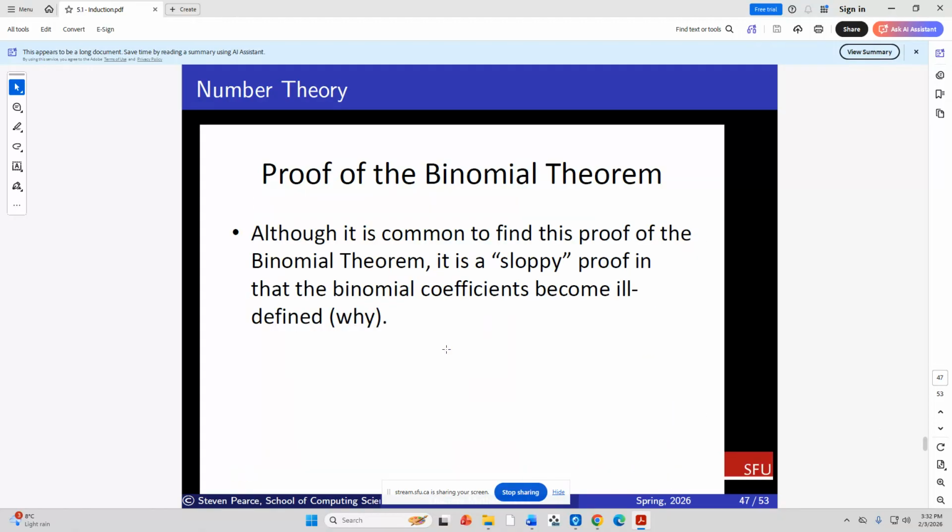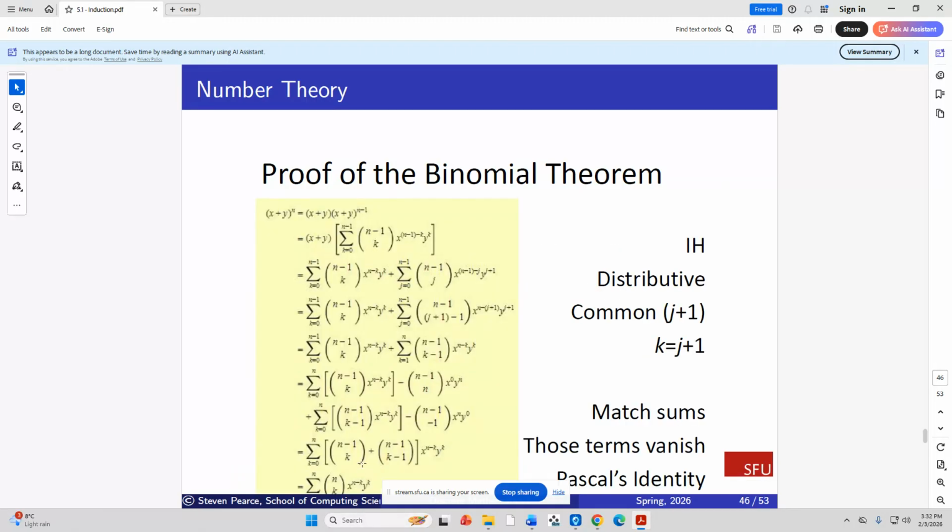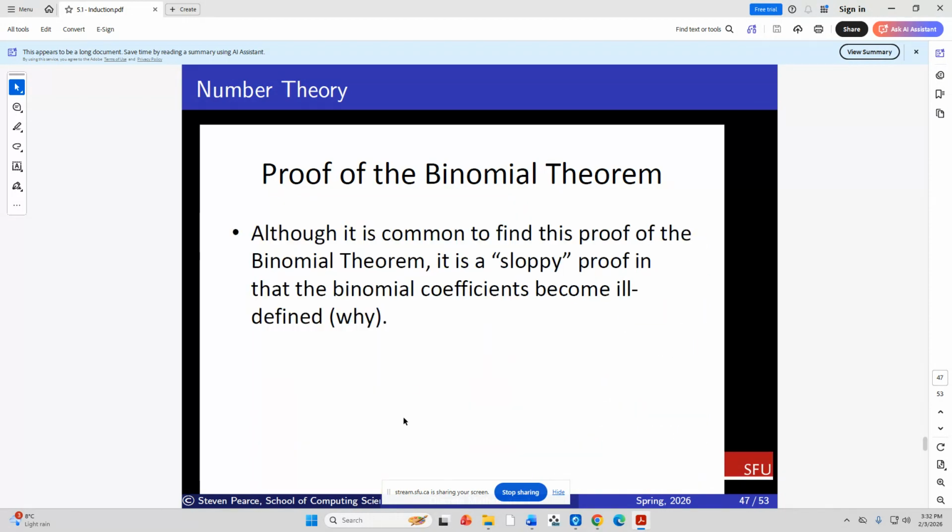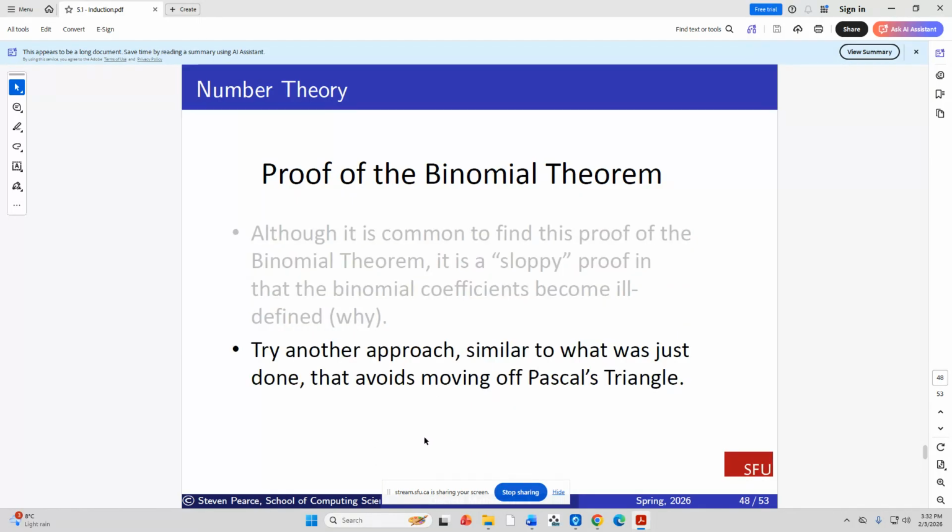So Pascal's identity is this right here. These two, the sum of these two binomial coefficients, equals this binomial coefficient, and that's how we end up proving that we could get to the k plus first step. Okay, never mind this. This is for later.